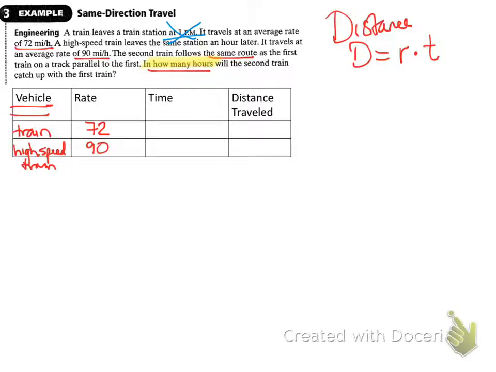What we do know is that the second train left an hour later. So that means the second train is going to be traveling for an hour less than the first train. Okay? So we don't know how long the trains are traveling for, but we do know that one left an hour later.